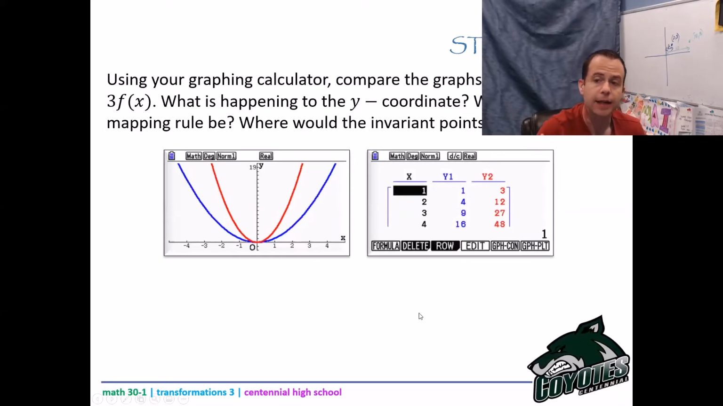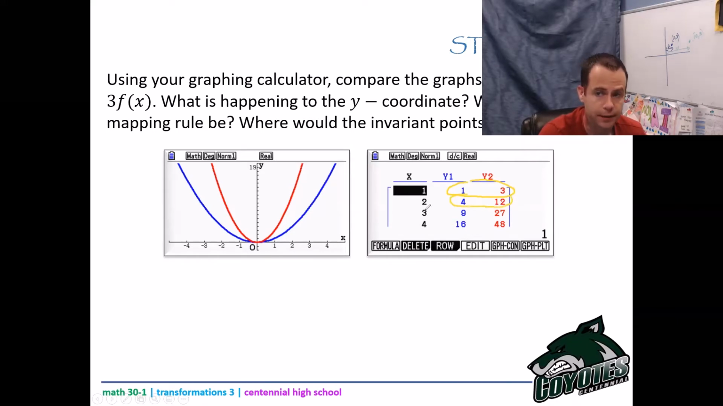Now, again, I want to compare when the x values stay the same. So this guy's really easy to read because it's set up with x values the same. When x is 1, my y value goes from 1 to 3. When x is 2, my y value goes from 4 to 12. When x is 3, my y value goes from 9 to 27.